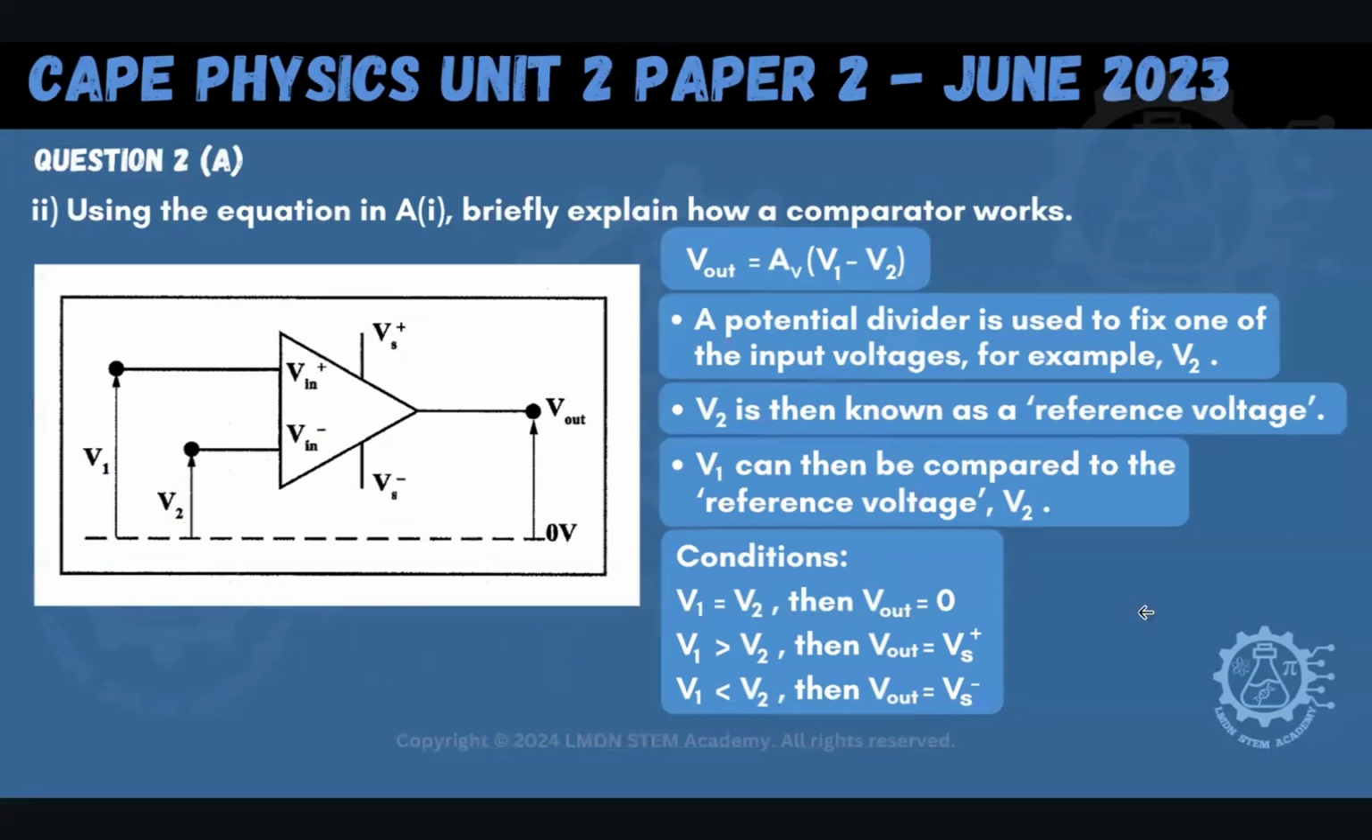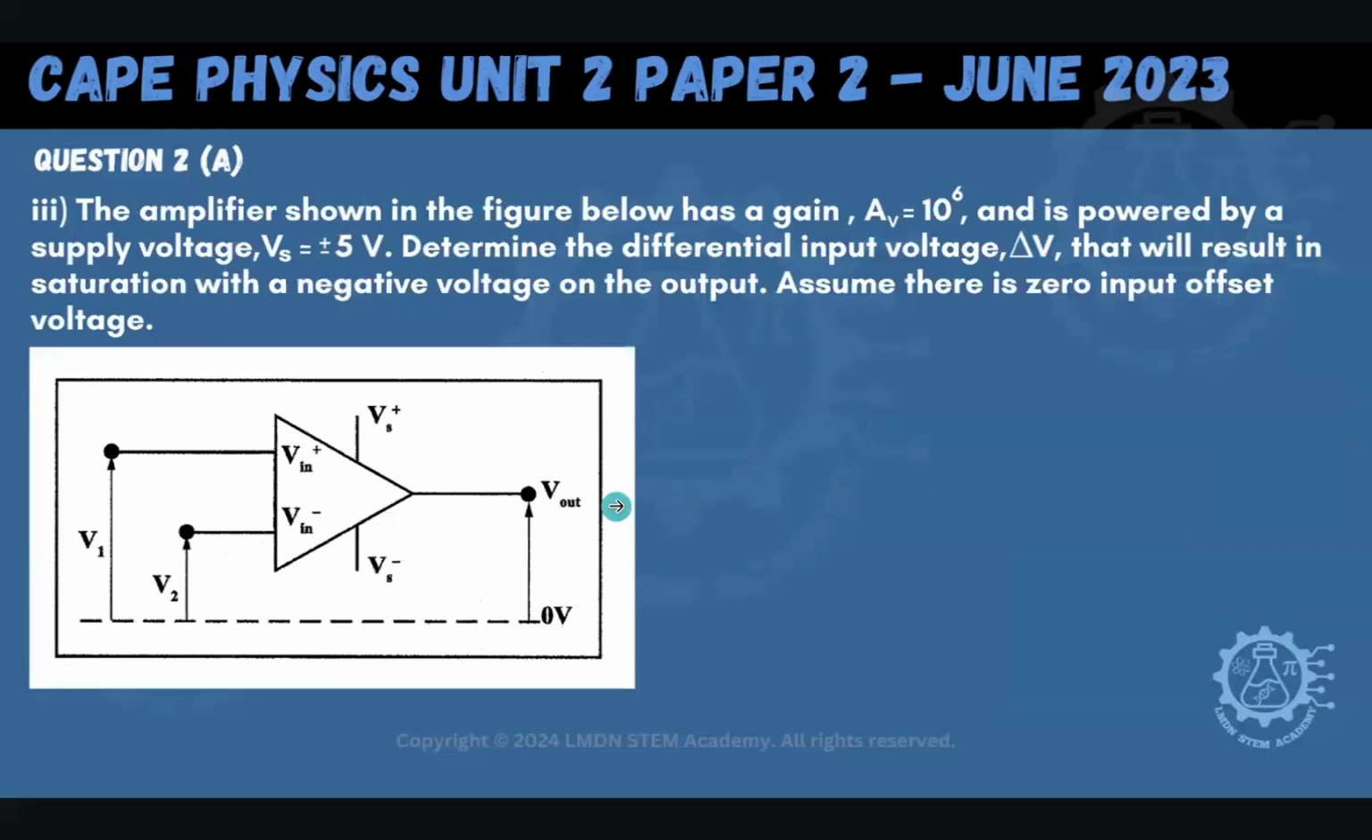All right. So the other part of this question now is asking us to do an actual calculation. So here it is. It's the very same setup. And it says the amplifier shown in the figure below has a gain, here's that gain again, AV is equal to 10 to the 6th, and is powered by a supply voltage of plus or minus 5 volts. So that's your VS. So that means that this one can top out at plus 5, and the negative saturation would top out at minus 5. So that's literally what this means.